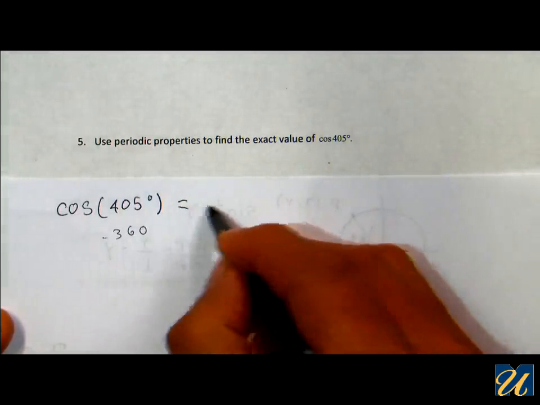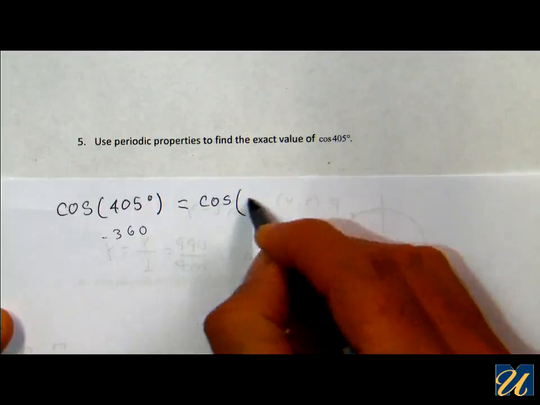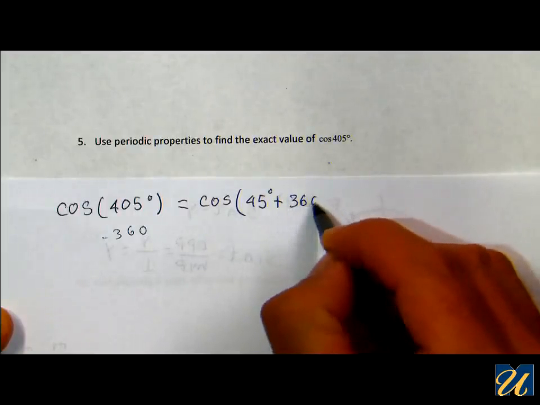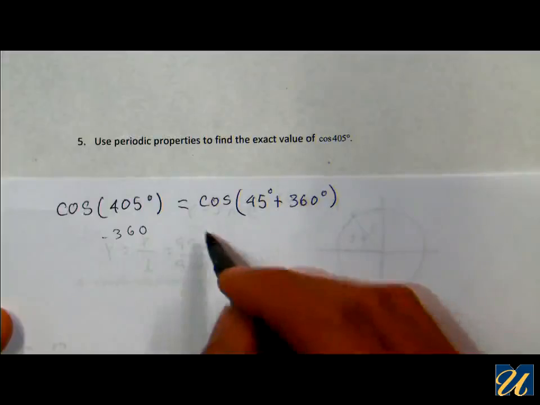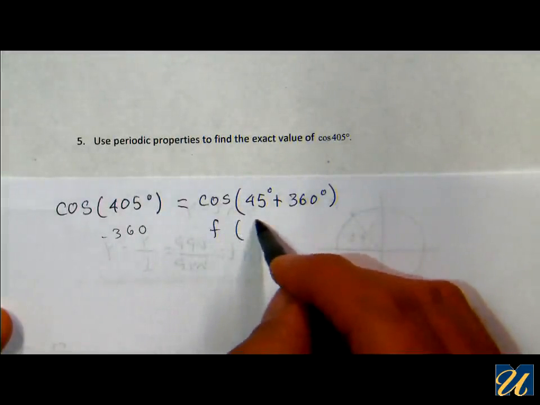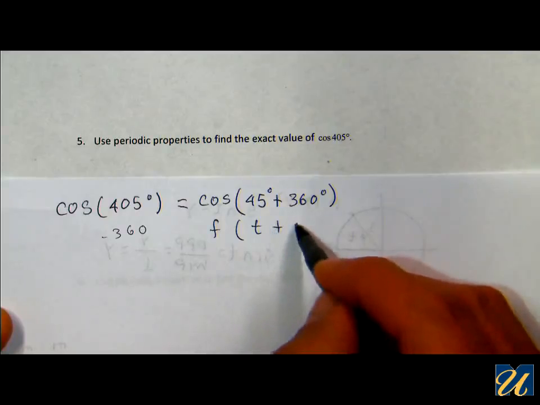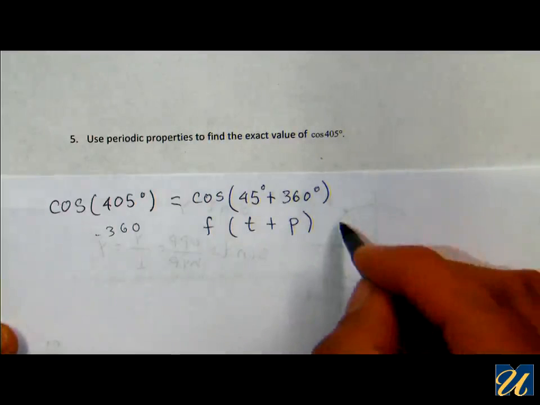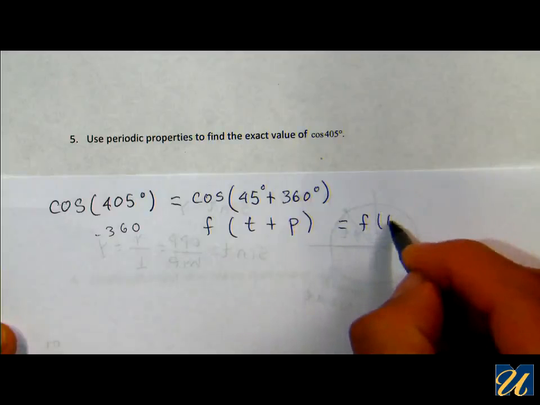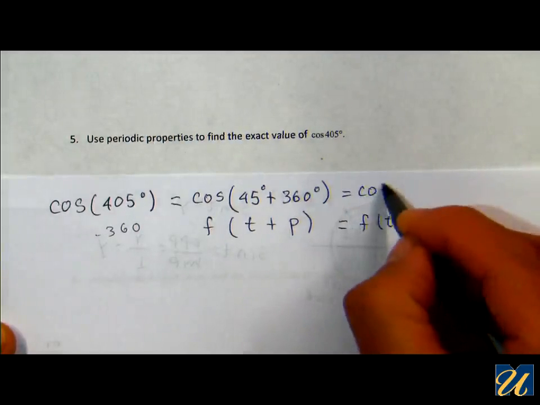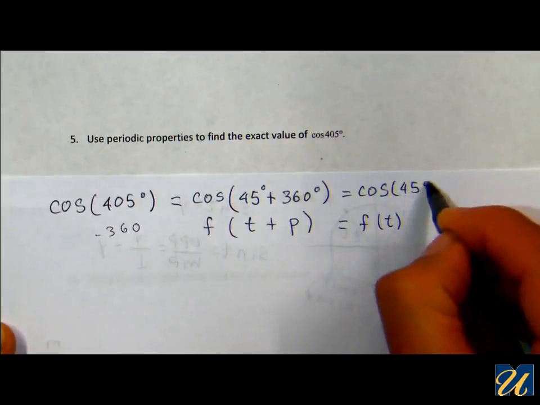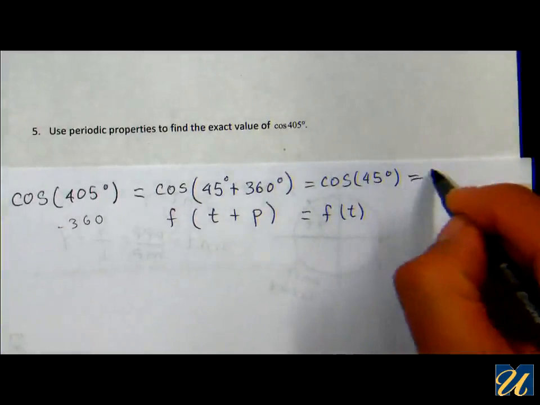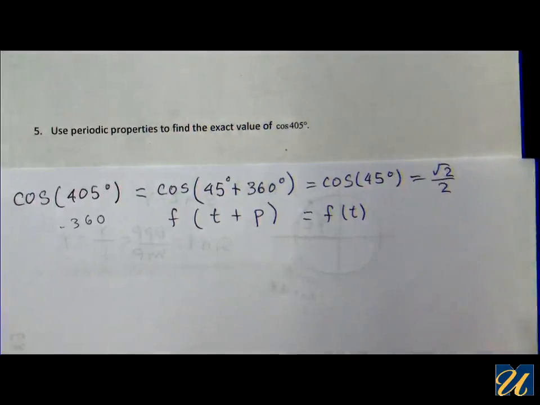So this is the same thing as saying the cosine of 45 degrees plus 360 degrees. So this is f of t plus p, because the period is a full rotation for the cosine. And f of t plus p is equal to f of t. So this is just the cosine of 45 degrees. The extra rotation doesn't contribute. And that's square root of 2 divided by 2.